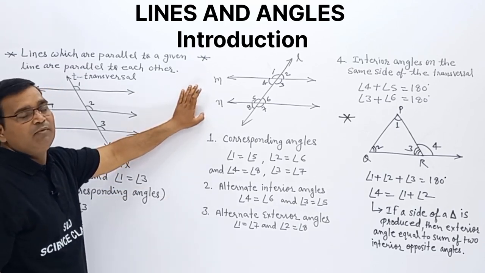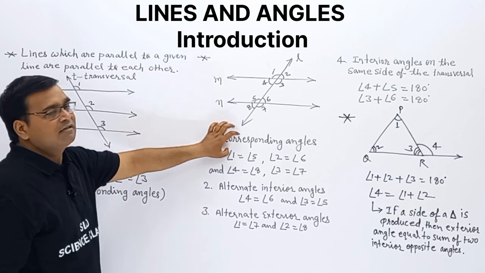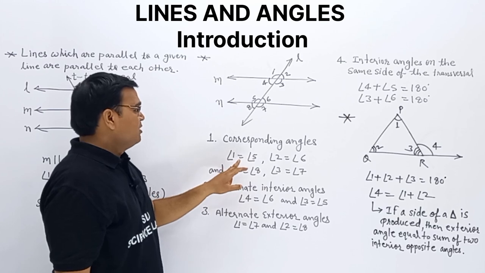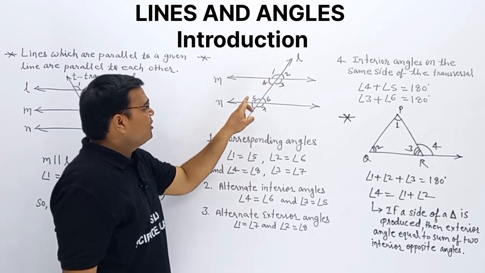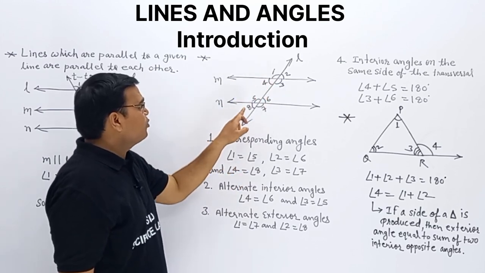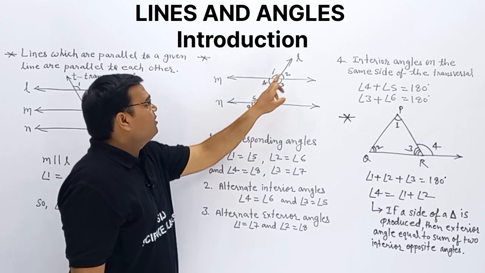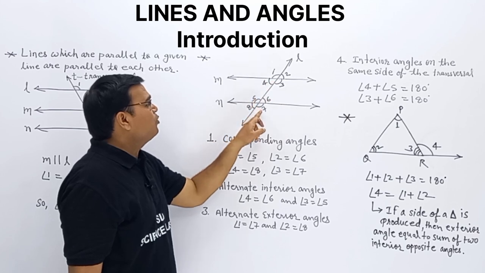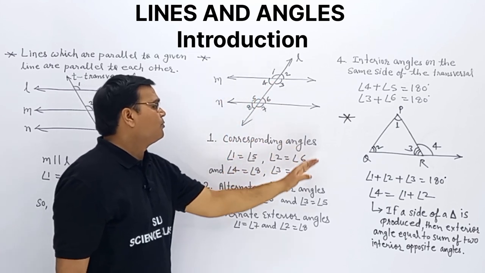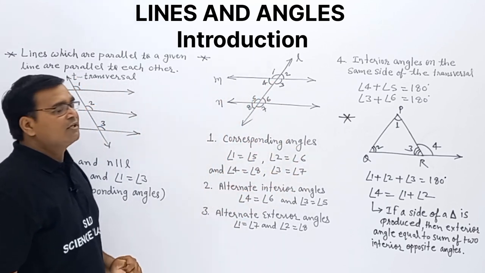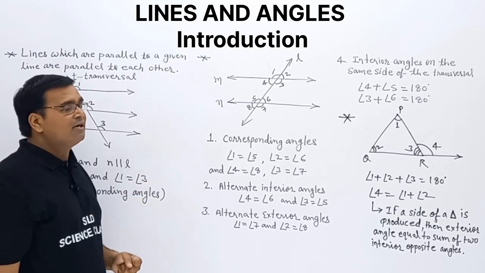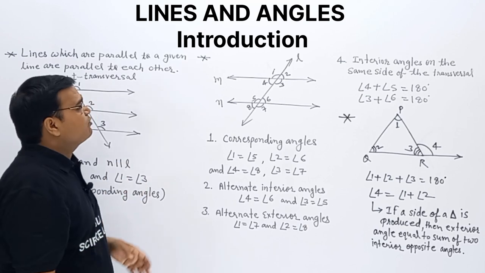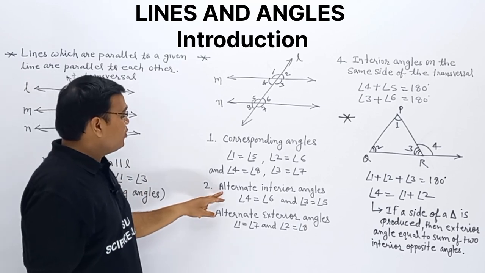So this is the first idea: parallel lines having a transversal give us corresponding angles. Angle 1 corresponds to angle 5, angle 4 to angle 8, angle 2 to angle 6, and angle 3 to angle 7. So we get 4 pairs of corresponding angles once we have two parallel lines and one transversal. Clear?